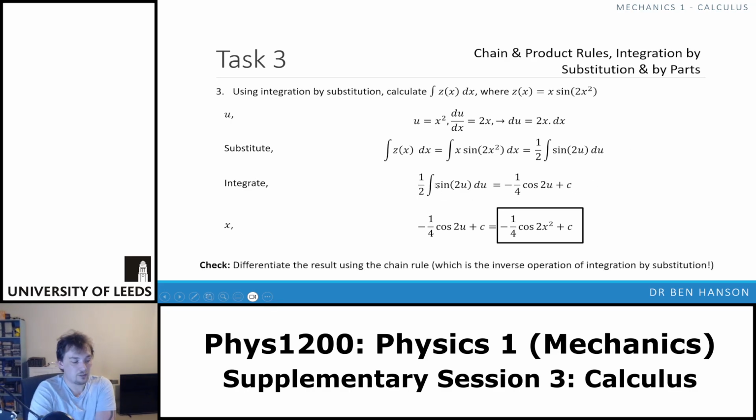So that's integration by substitution. Check, differentiate the result using the chain rule and see if you get the right answer out. You can use the chain rule because that's the operation that's the inverse of integration by substitution, it turns out. You can prove integration by substitution using the chain rule, or you can derive it from that. So differentiate this and check that you get the initial x sine 2x squared back. That'll be important.